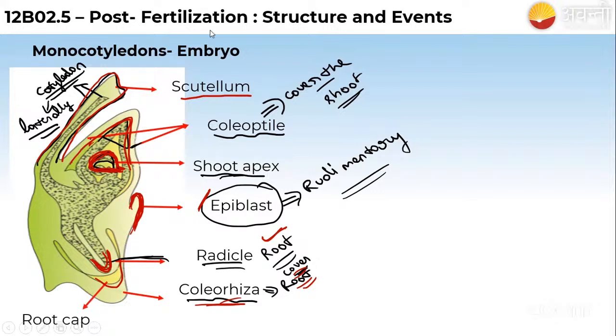The homework for you is to practice both diagrams, the monocotyledon diagram and the dicotyledon diagram, and label them by yourself, without looking at the diagram or the labeling anywhere. You have to draw the diagram and label it on your own. This is homework for you. Fine. Let us see how many of you do this homework in the next class.